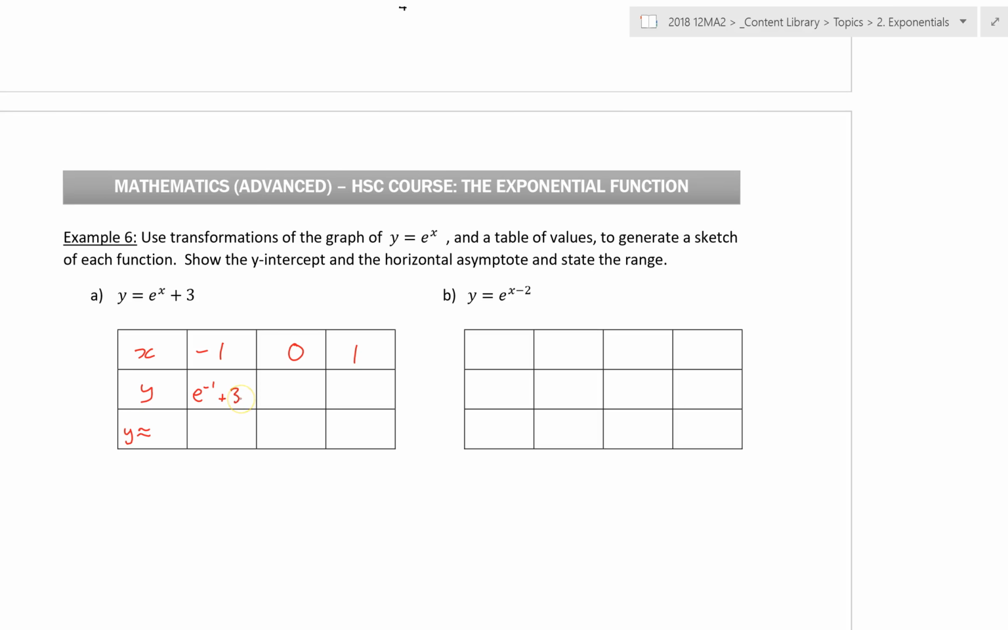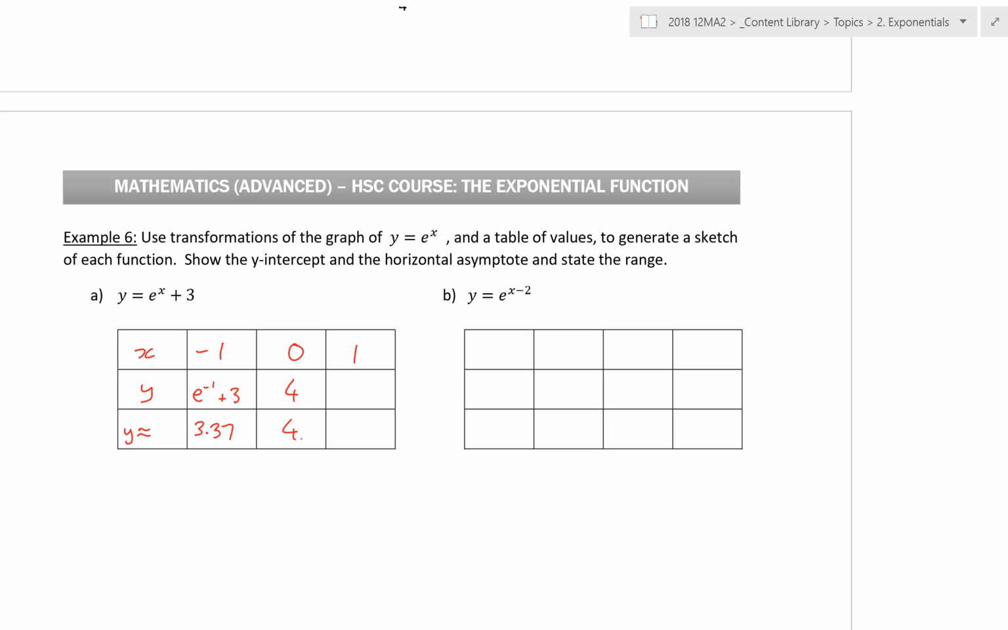There's not really a good way to write that. I could say 1 over e plus 3. It's not very good, but punch that into your calculator and you're going to get about 3.37. Now 0: well, that's e to the 0, which is 1. 1 plus 3 is 4. That is not just approximately equal to 4. That is equal to 4.